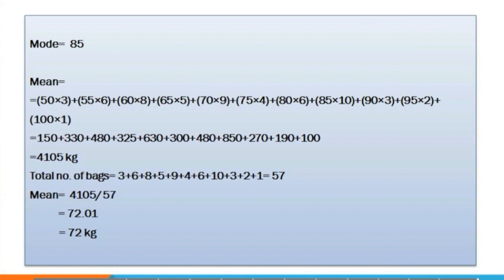After adding, you will get 4105 kg total. Then you will divide the total weight by the total number of bags. They are 57. So you divide 4105 by 57, you will get 72.01. As in the question it was given that you will write the mean to the nearest whole unit, you will give the answer as 72 kg.